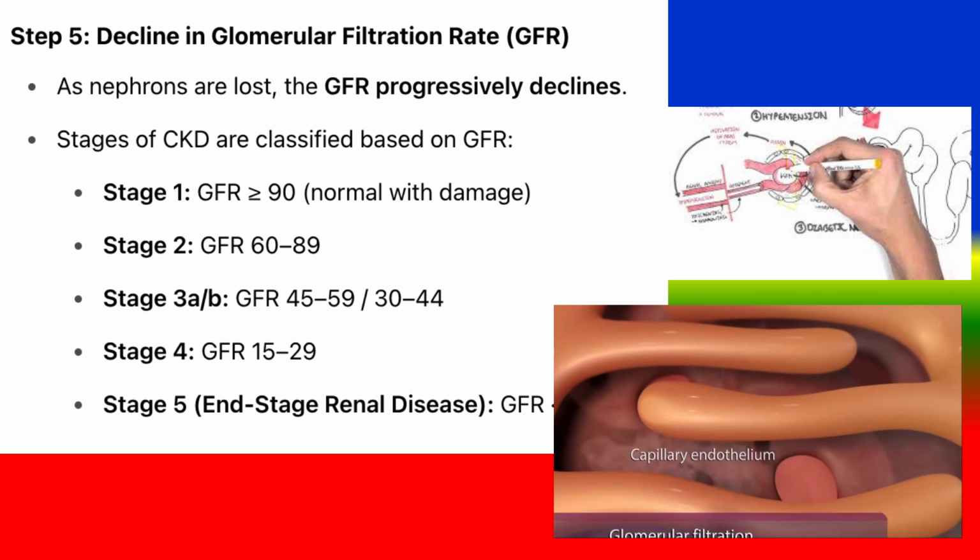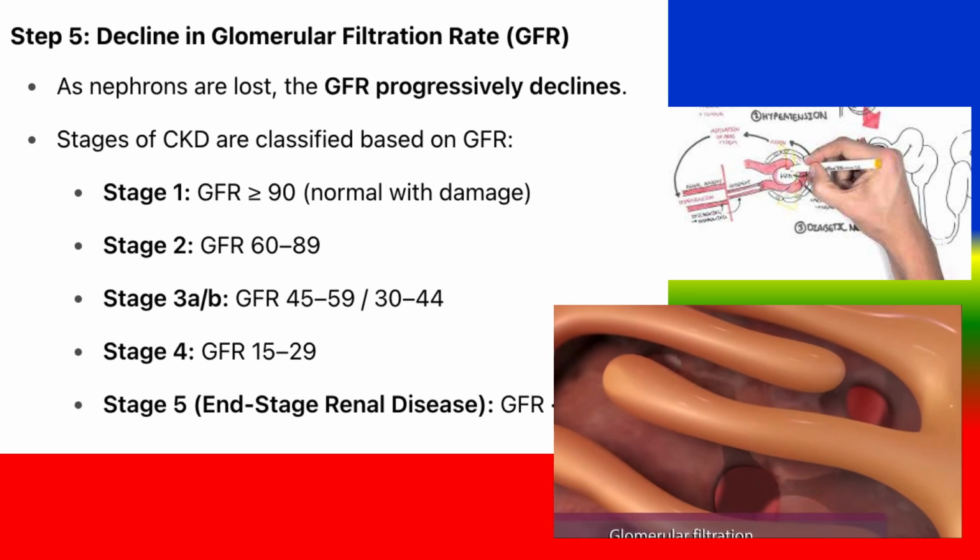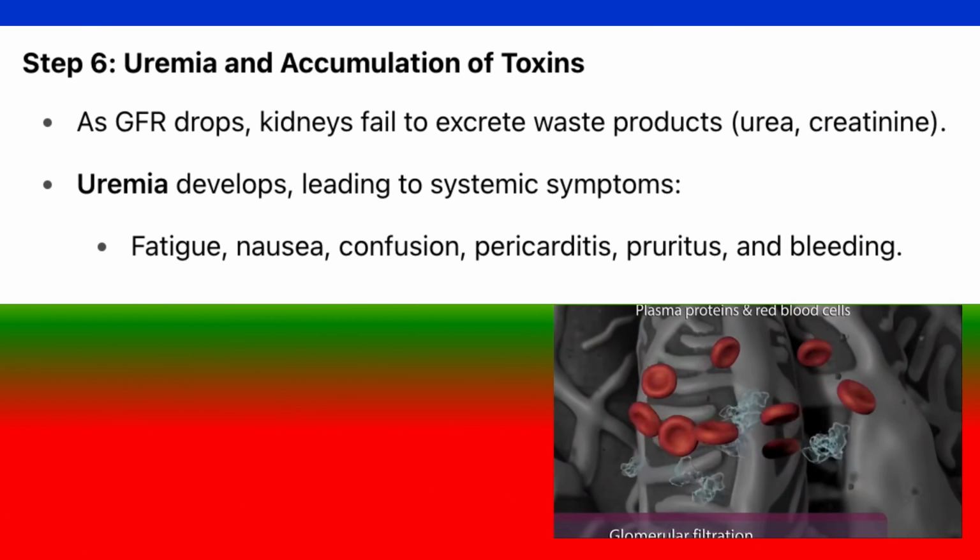GFR 45 to 59, and 30 to 44. Stage 4, GFR 15 to 29. Stage 5, end-stage renal disease, GFR below 15. Step 6, uremia and accumulation of toxins.